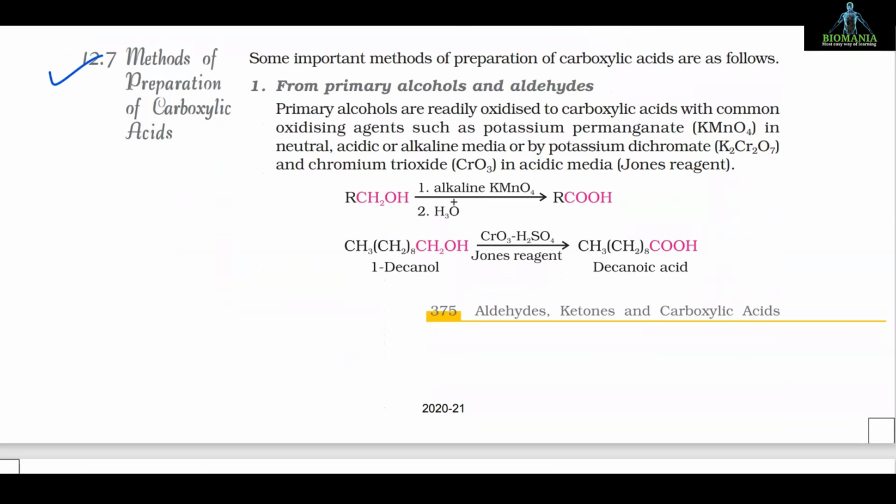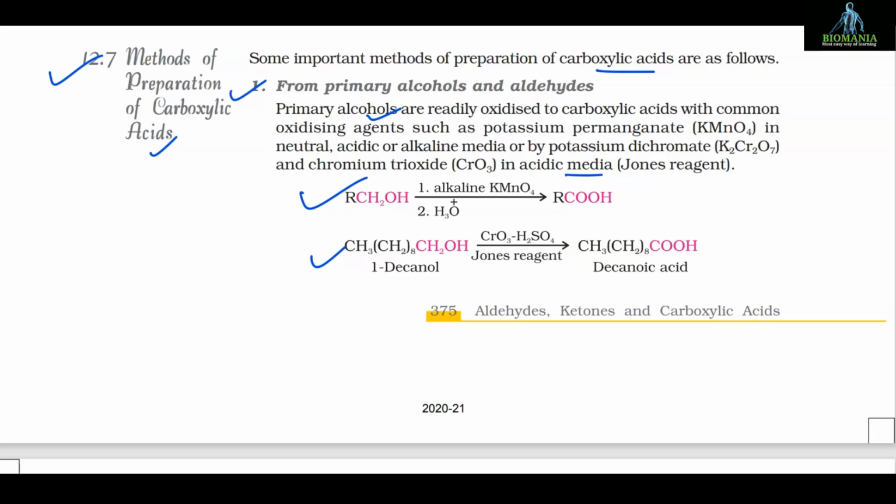Now 12.7 Methods of preparation of carboxylic acids. Some important methods of preparation of carboxylic acids are as follows. Number 1, from primary alcohols and aldehydes. Primary alcohols are readily oxidized to carboxylic acids with common oxidizing agents such as potassium permanganate in neutral, acidic or alkaline medium, or by potassium dichromate, K2Cr2O7, and chromium trioxide, CrO3, in acidic media, also known as Jones reagent. Here you can see both reactions.